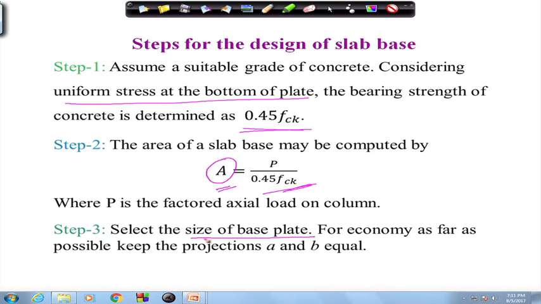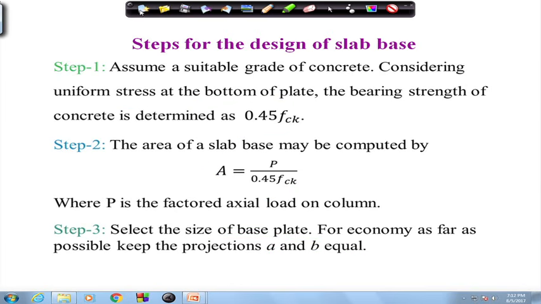On that basis we can select a size of the base plate. For selecting the size, we have to keep in mind that the projections A and B should be kept as nearly equal as possible, because if A and B are equal, we can get the economical size of the base plate. That means the thickness of the base plate would be the minimum. Therefore, we will arrange the base plate in such a way that the projections A and B in the two directions are kept as equal as possible.